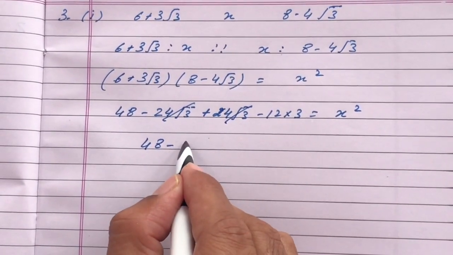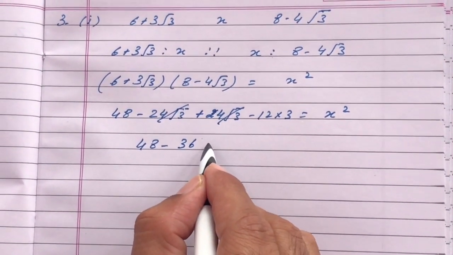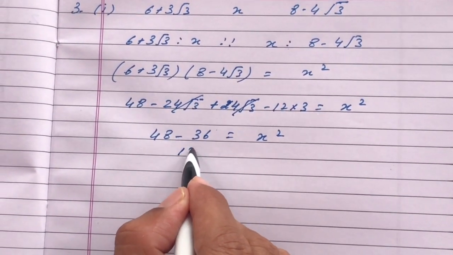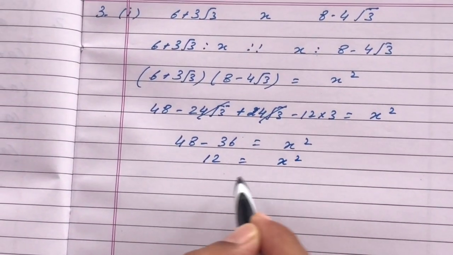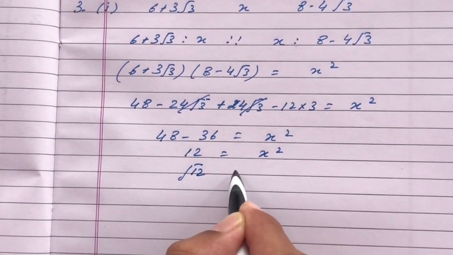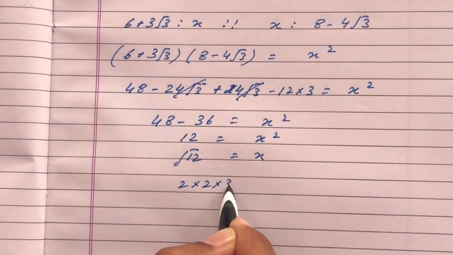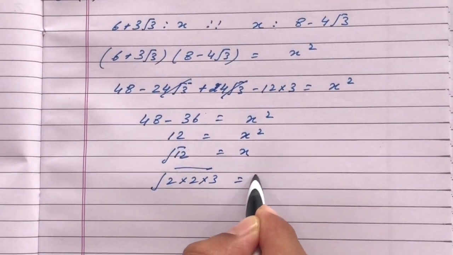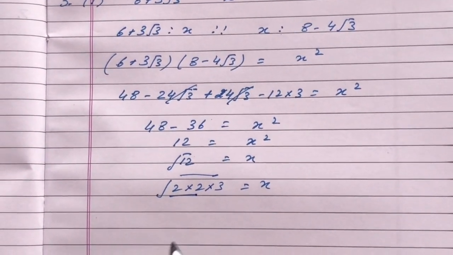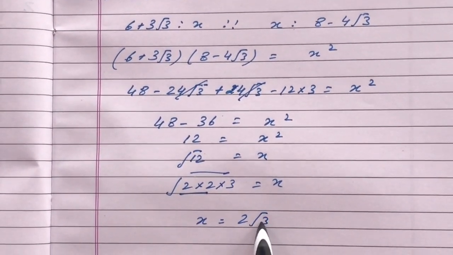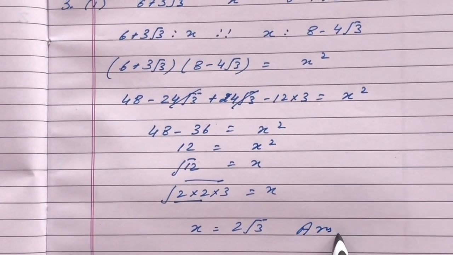48, 12 into 3, 36. This is x square. 48 minus 36, 12. It is x square. So root of 12 is x. So 2 into 2 into 3 is x. So 2 comes outside. So x is 2 root 3. That is the answer.